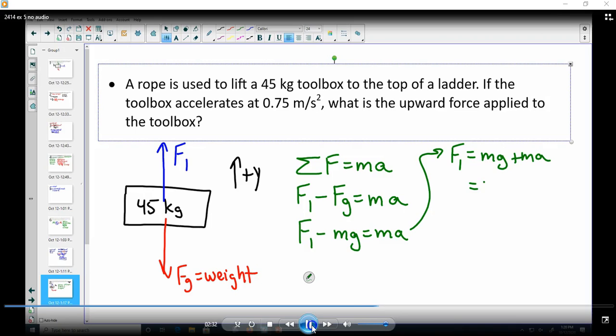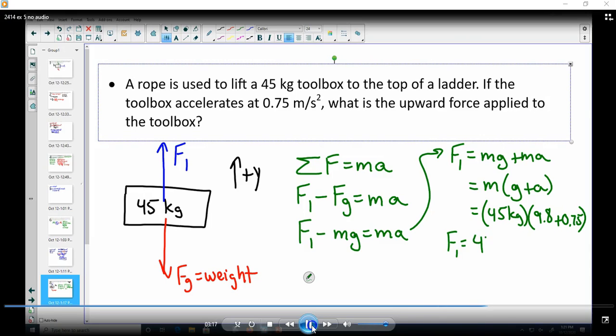So if we move mg over to the other side and set F1 equal to those values, we can then factor out the m and solve. We know the mass, 45 kilograms, times g, which is 9.8 plus the 0.75, and that will give us the force, the upward force of it being lifted, of 474.75 newtons.